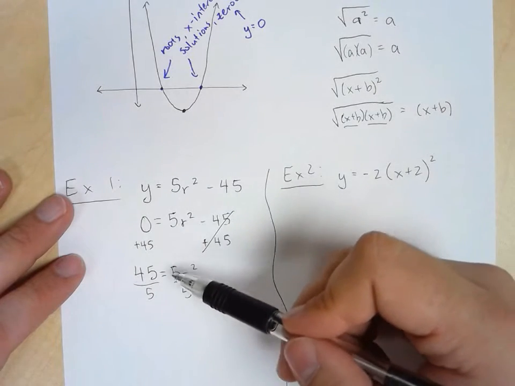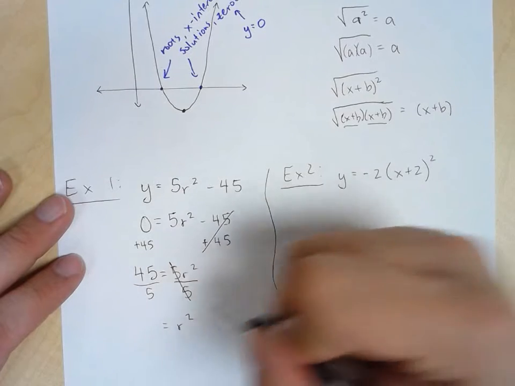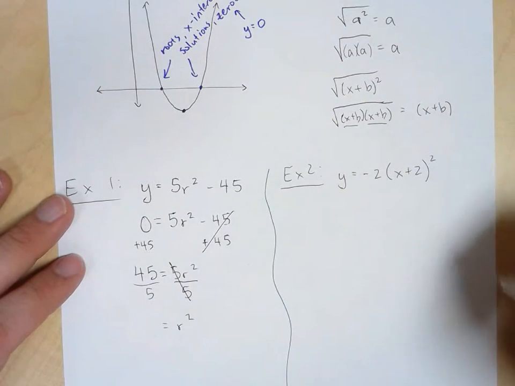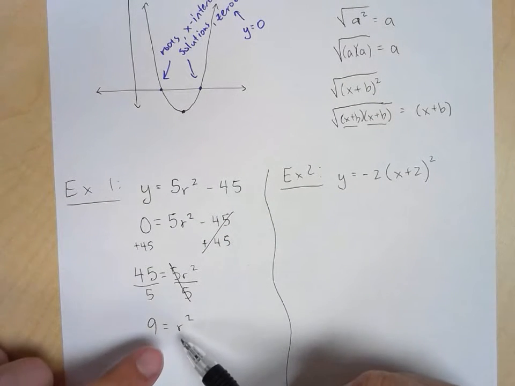By 5 is the number right in front of that r squared. That's going to cancel our 5s. We're left with just r squared. 45 divided by 5 is 9. Okay, and then we're looking to undo r squared.